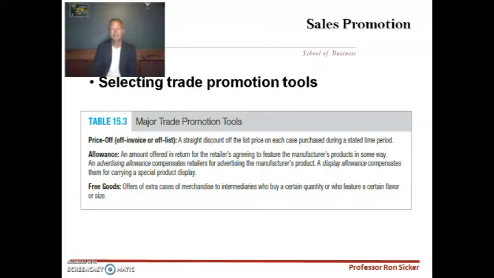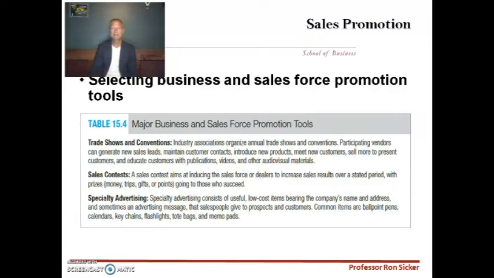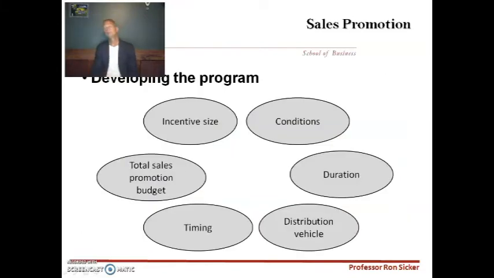And then, of course, you got free goods. You buy a case, we'll give you a case for free. It basically drops your price. Trade show promotions are major business and B2B promotions. Sales contests, we see them all the time for Salesforce. And then specialty advertising are all big with regards to B2B Salesforce promotions. So these are some things to consider in developing your program.